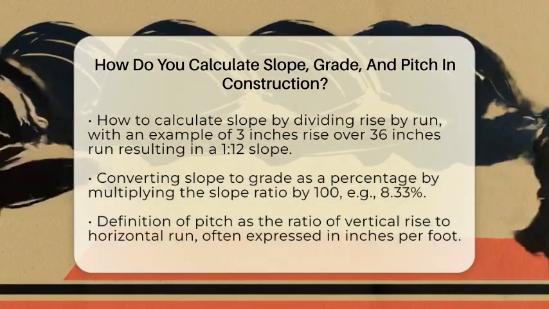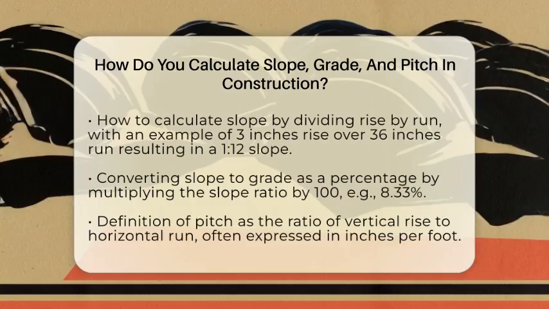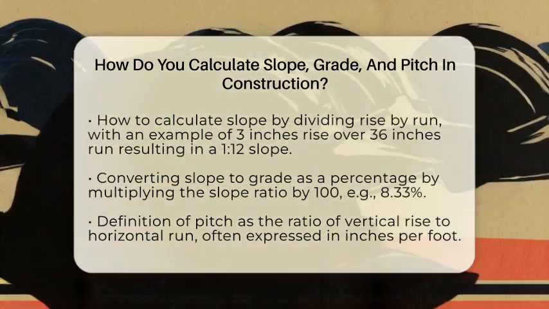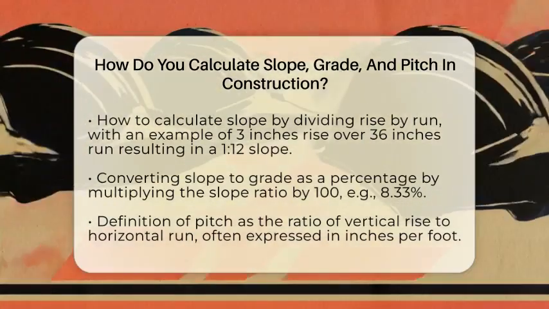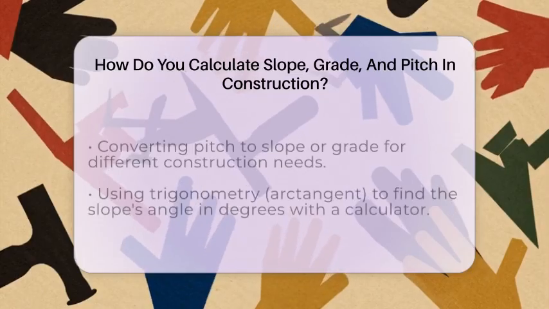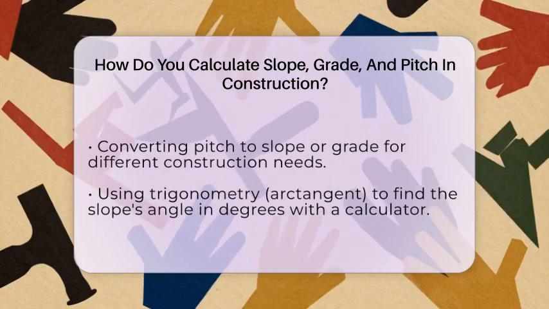Pitch is often used in roofing and is expressed as the ratio of vertical rise to horizontal run, usually in inches per foot. For example, a pitch of 4 over 12 means the roof rises 4 inches for every 12 inches of horizontal span. You can also convert pitch into slope or grade if needed for other parts of construction.